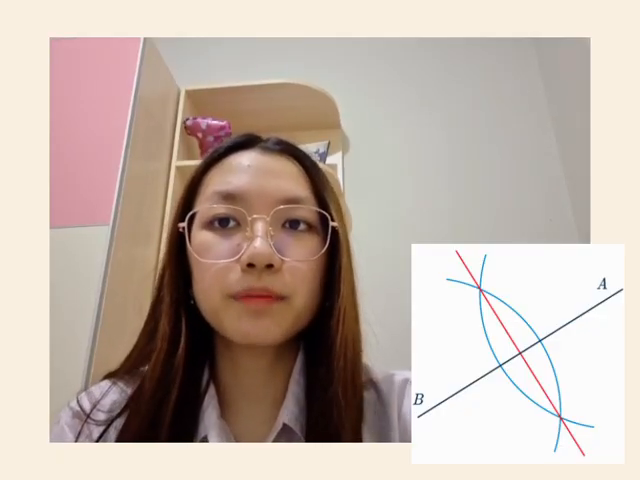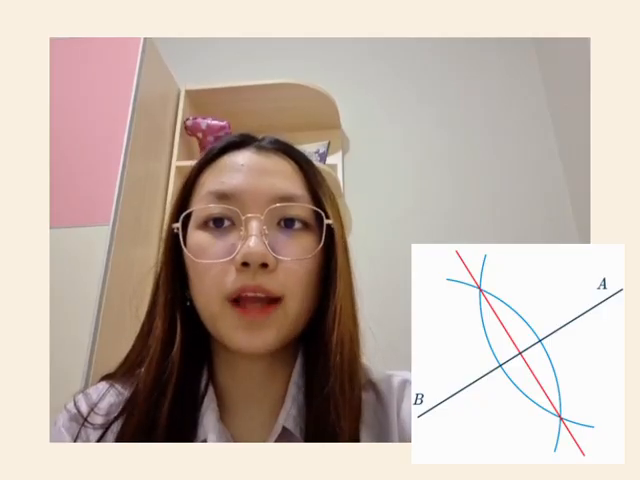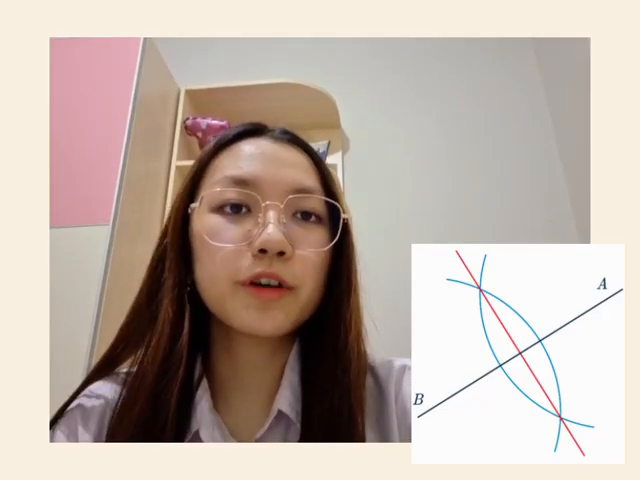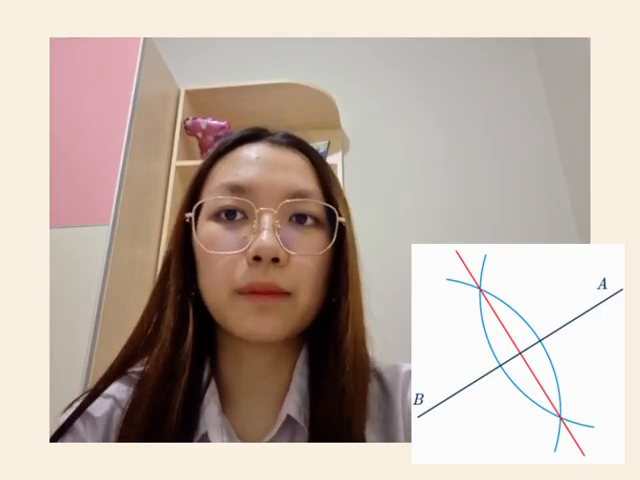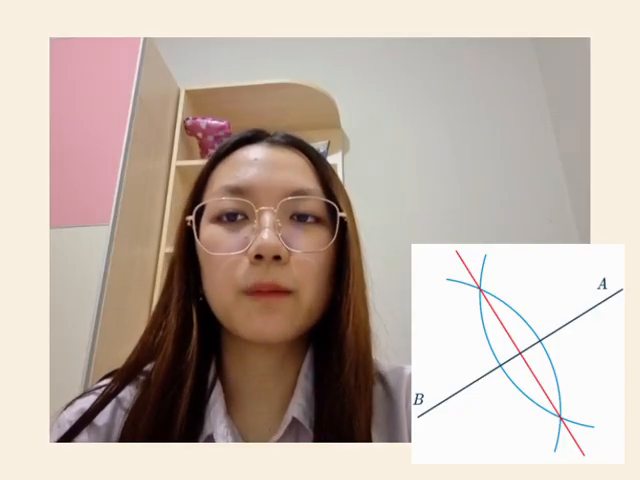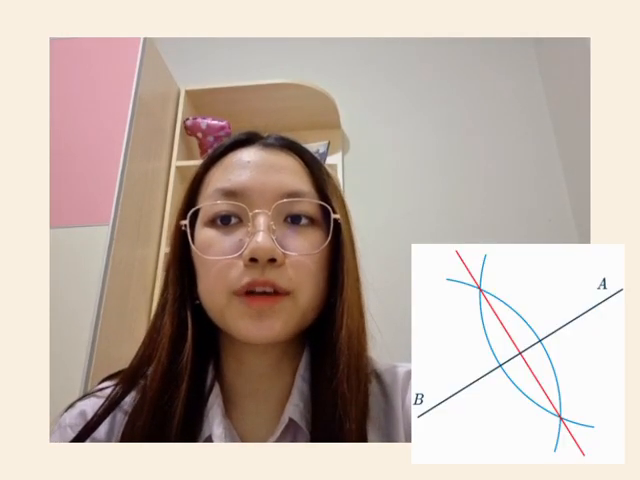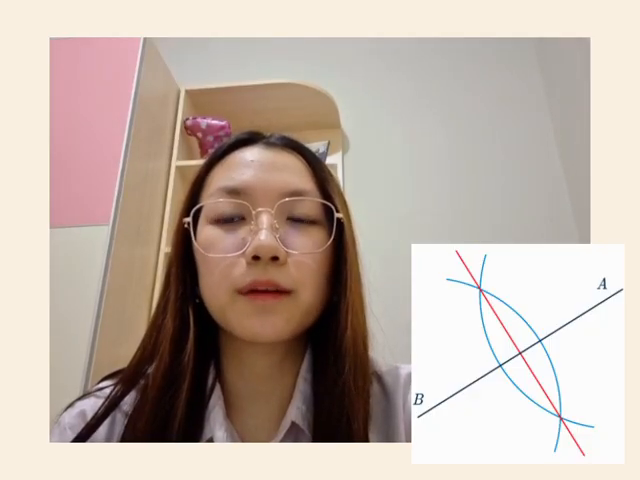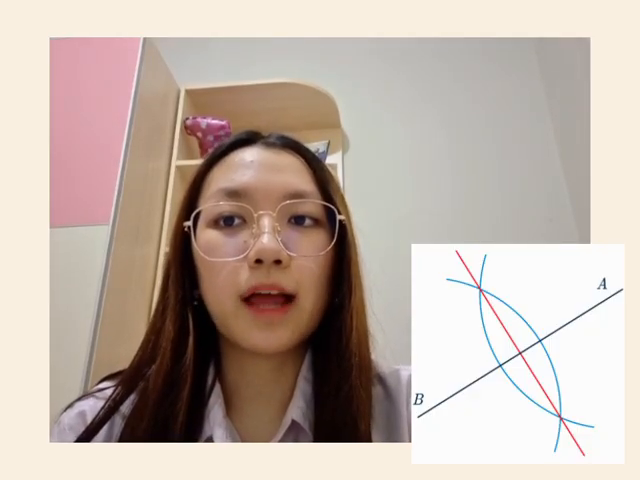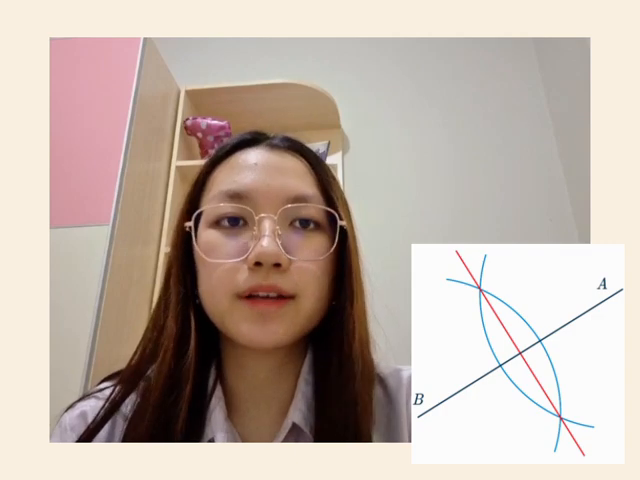And then put your pair of compasses on point A and draw an arc. With your pair of compasses at the same length, repeat the previous step for the other end of the line. Then, draw a line which passes through the two crossing points. And the red line is the perpendicular bisector.